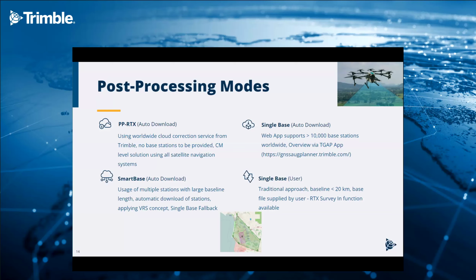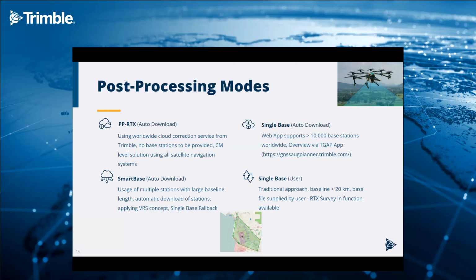As a user, if you have your own base station, that's a very traditional approach. Base stations should typically be within 20-kilometer range to minimize the GNSS error budget. And the good thing here is, even if you have no idea about the coordinates of the base station, we can also leverage the RTX technology here and survey in your coordinates to proceed with the standard processing, in case the base station has uncertainty about the coordinates.